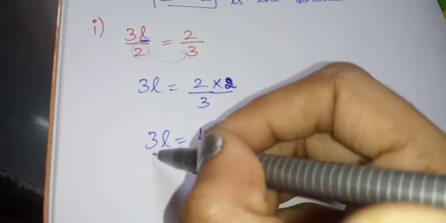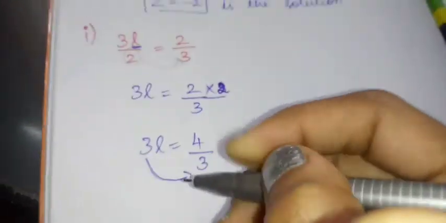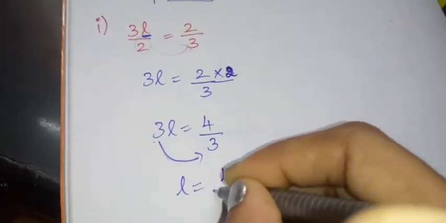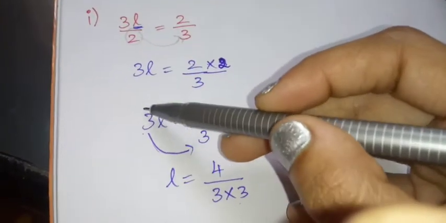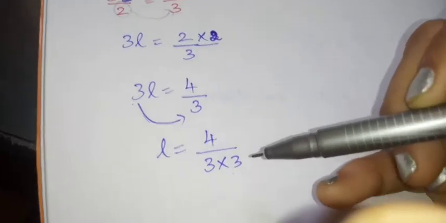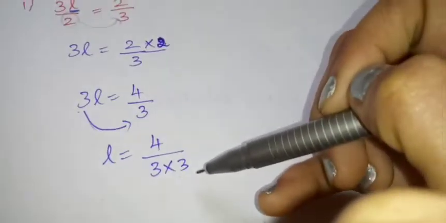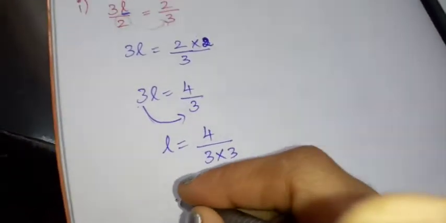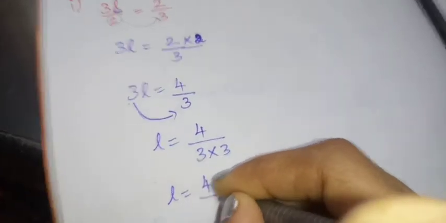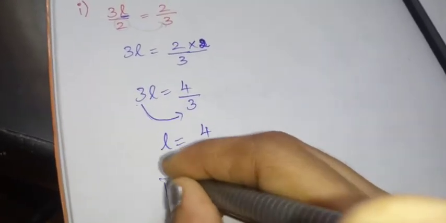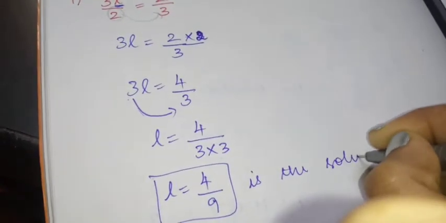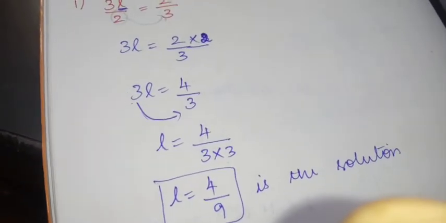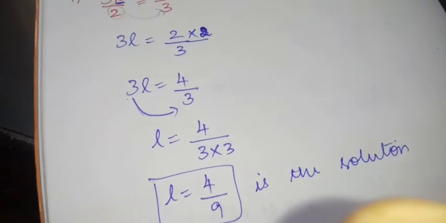Now I am bringing this 3 to the next side. L is equal to 4 by 3 into 3. Why? Because a multiplication, if it goes to that side, becomes division, so you will write it in the denominator. So L is equal to 4 by 3 threes are 9. 4 by 9 is the solution of this equation.